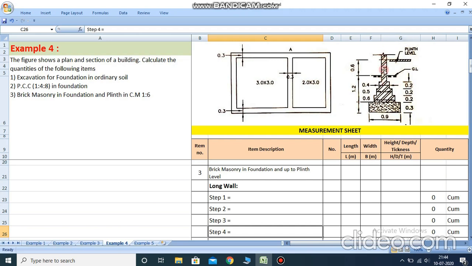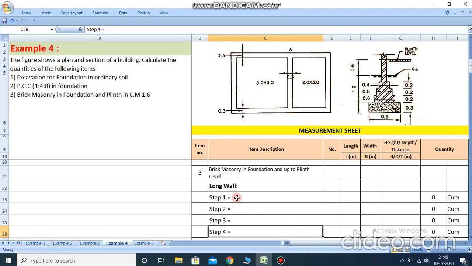thickness of 0.3, and the total height is 0.6 plus 1.2 minus 0.3 minus 0.2 minus 0.2 minus 0.2. So we got a value here of 0.3. So the total wall thickness is 0.3, and the height is 0.6 plus 0.3. So this part we calculated as 0.3 value. So the total is 0.9.